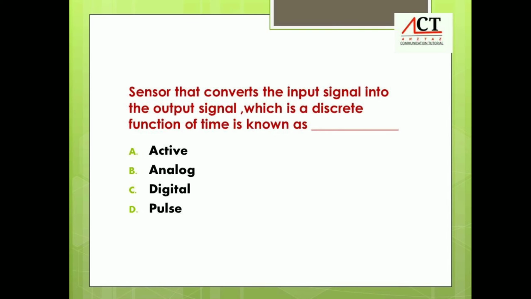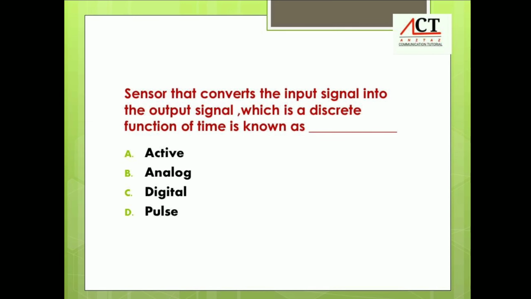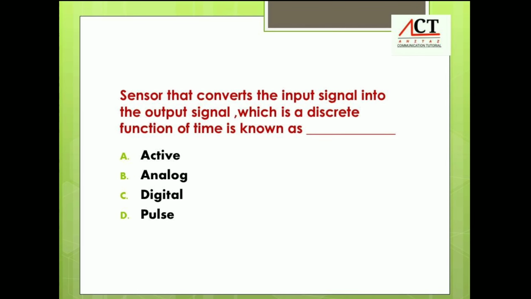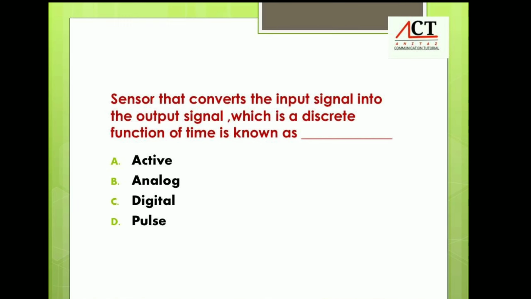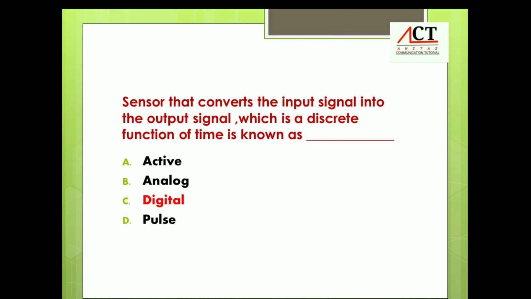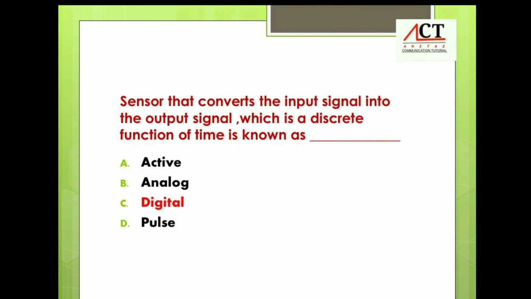Sensor that converts the input signal into the output signal, which is a discrete function of time, is known as A, active, B, analog, C, digital, and D, pulse. And the correct answer is option C, that is digital.